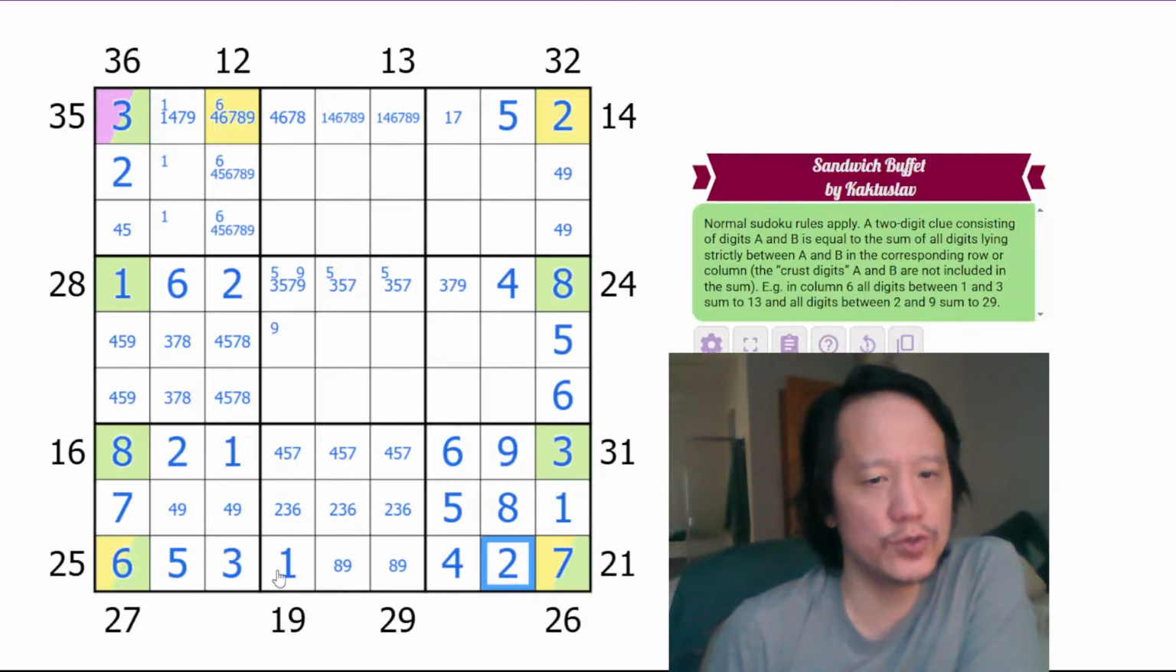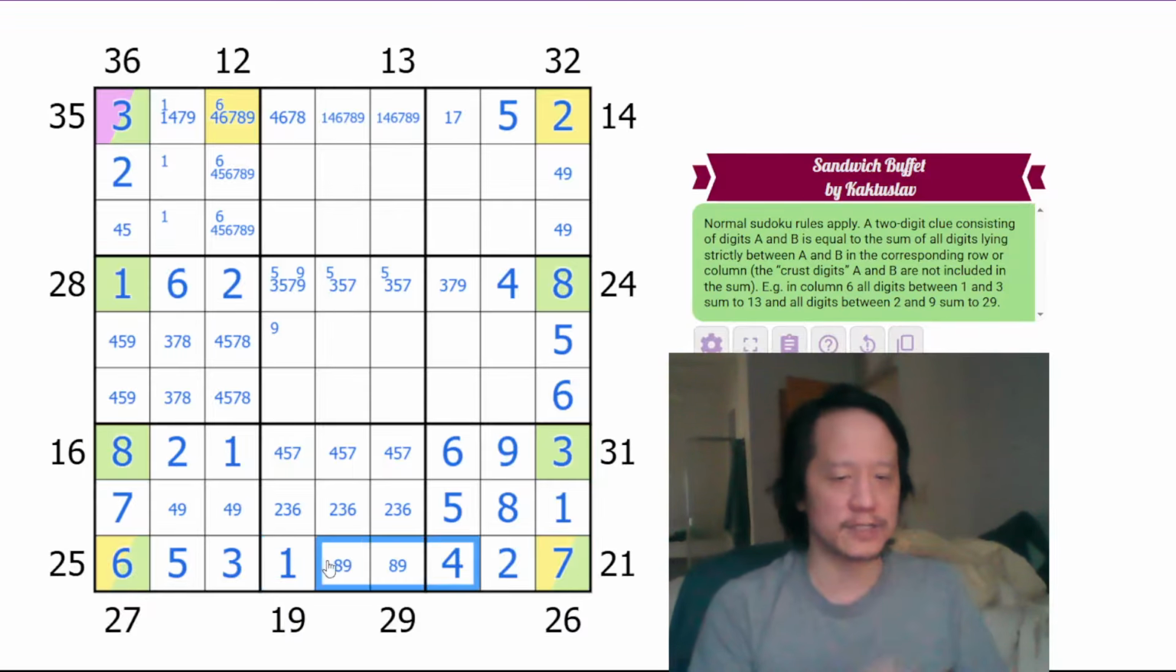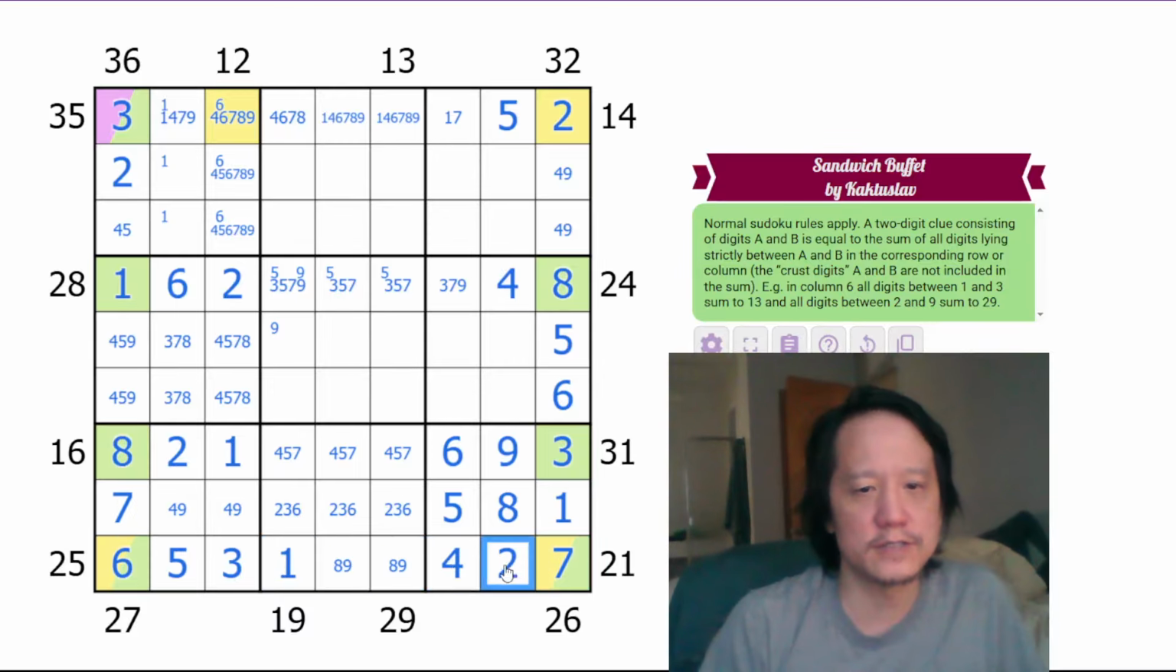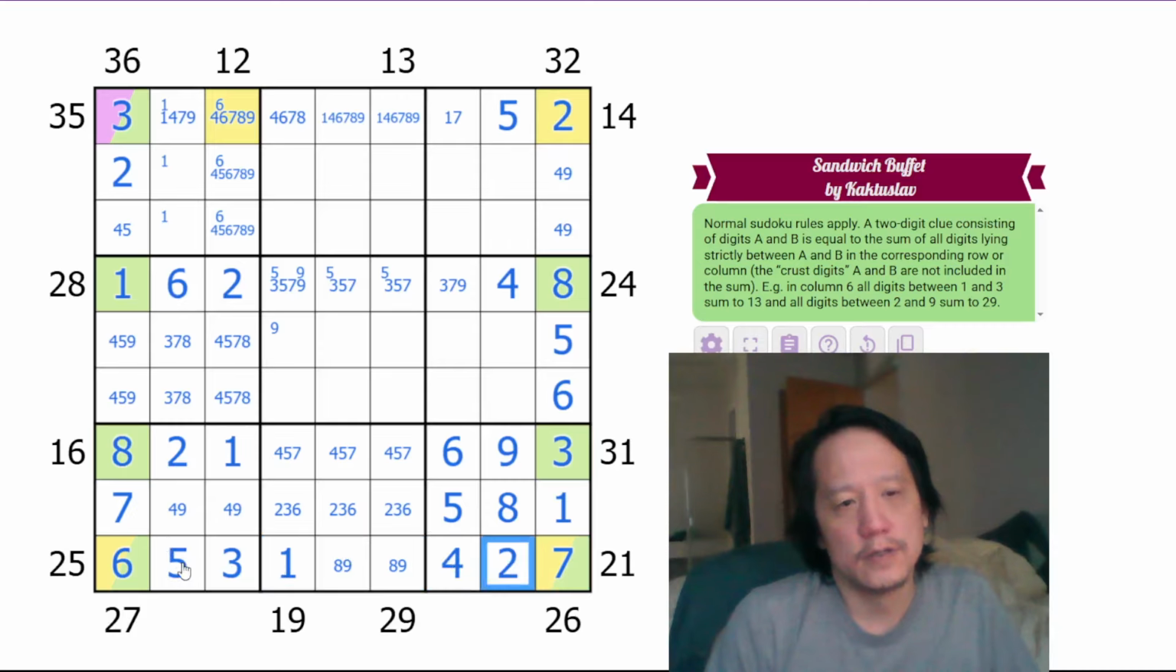Outside the 2 and 1, so not in between 2 and 1, are 1, 2, 3, 5, 6, 7. So that leaves 4, 8, 9 in between. That adds up to 21. So that's satisfied. Between the 2 and 8, that's satisfied.